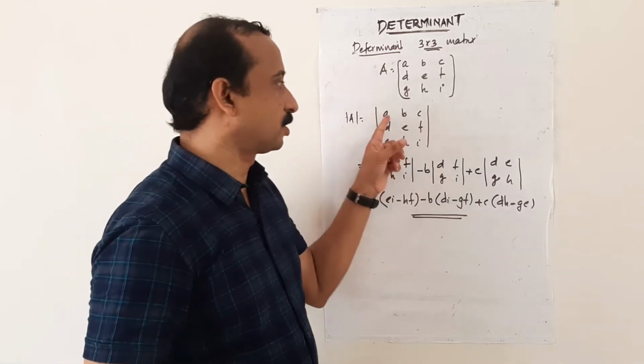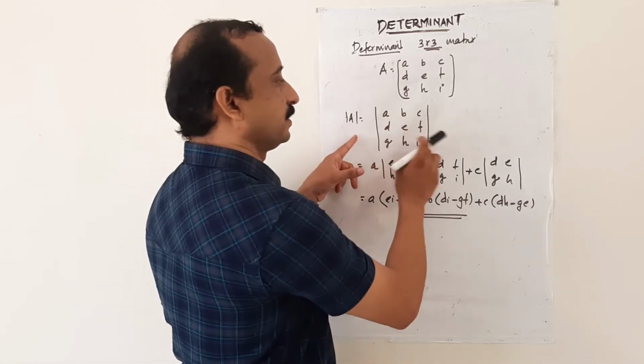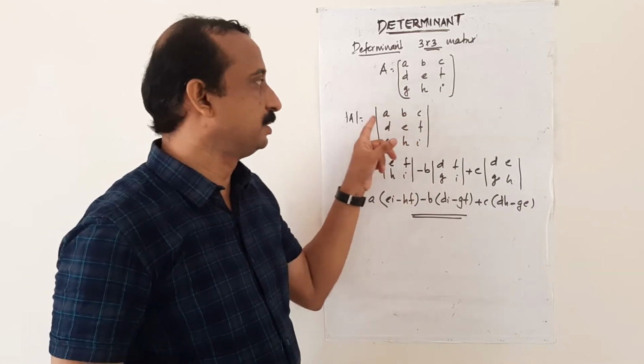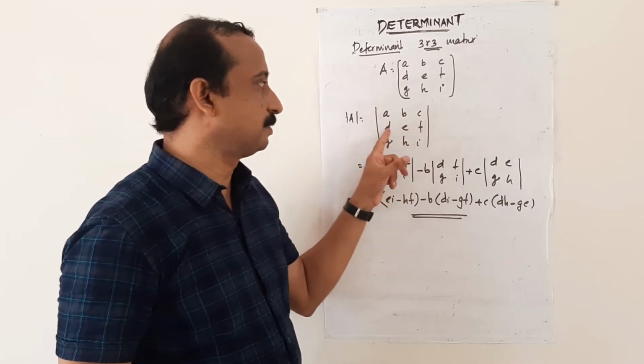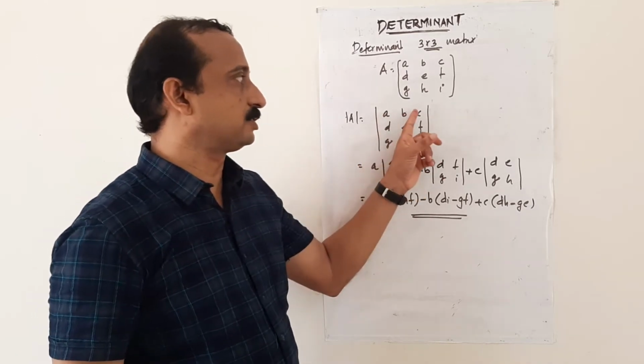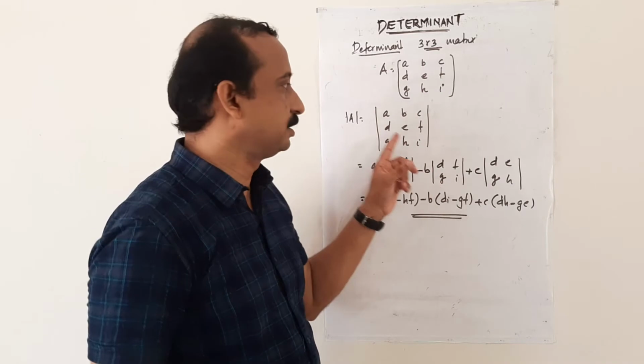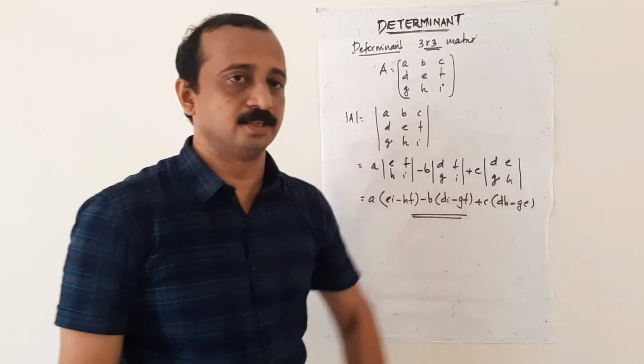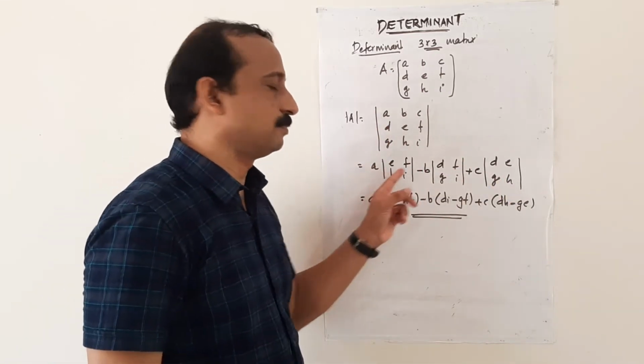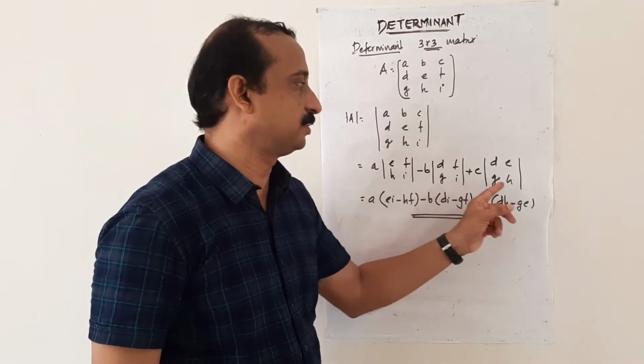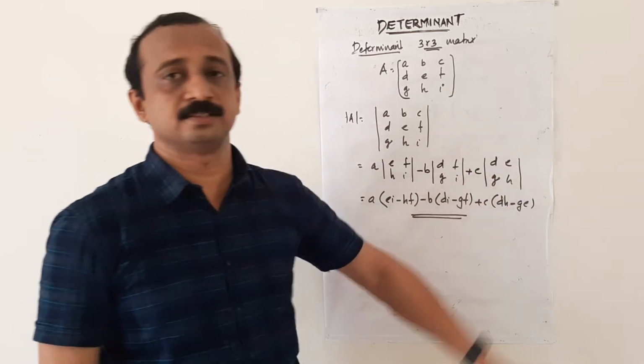A into corresponding row and column delete, balance elements E, F, H, I, determinant value. Minus B into corresponding row and column delete, balance elements D, F, G, I, determinant value. And last plus C into corresponding row and column delete, balance elements D, E, G, H, determinant value. And therefore A into (EI minus HF) minus B into (DI minus GF) plus C into (DH minus GE).